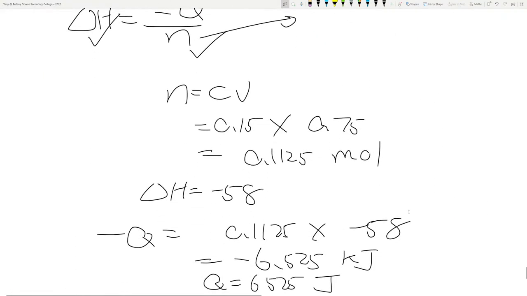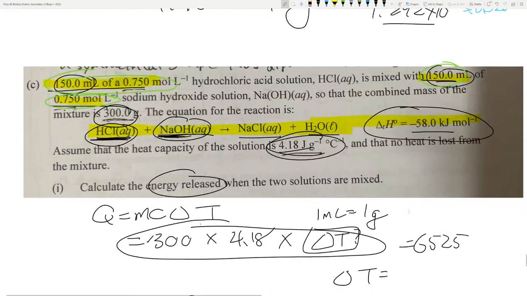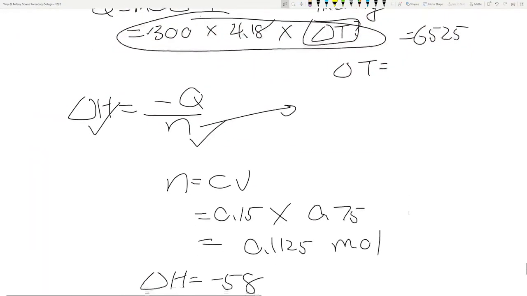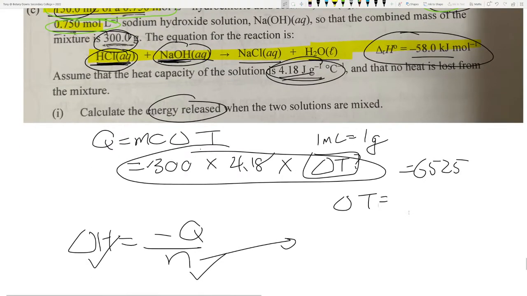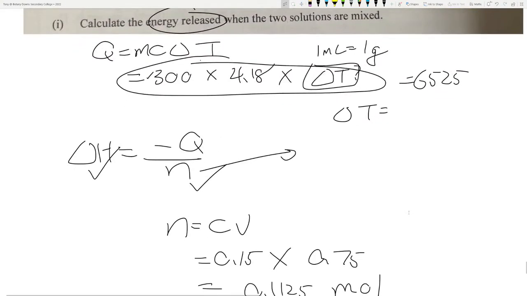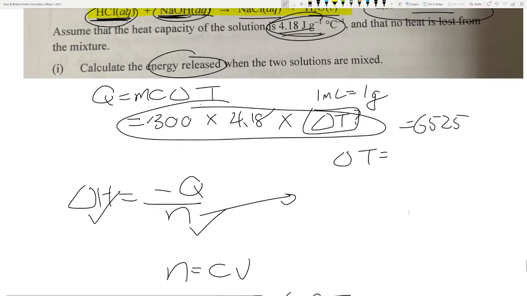Let me try again, 150 mL, right? Yeah, 150 mL, 0.15 times 0.75. Yep, times, I know the mole, I know the change in temperature times 58,65. Yep, times 1,000, note these numbers are right, and divided by 300, divided by 4.18. Yep, so the change of temperature is 5.20 degrees Celsius.